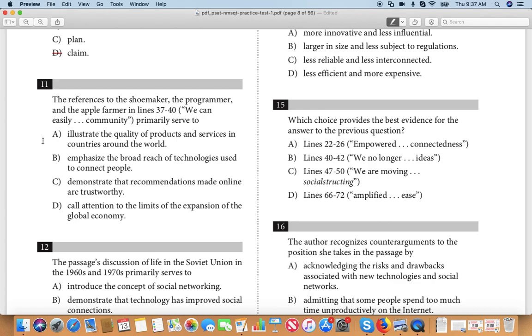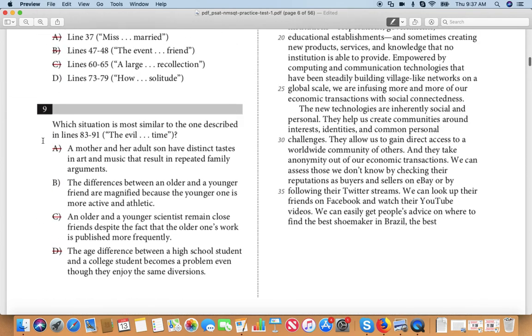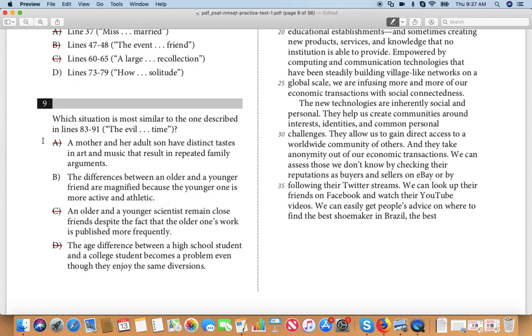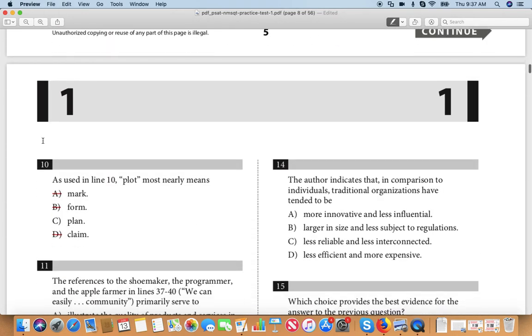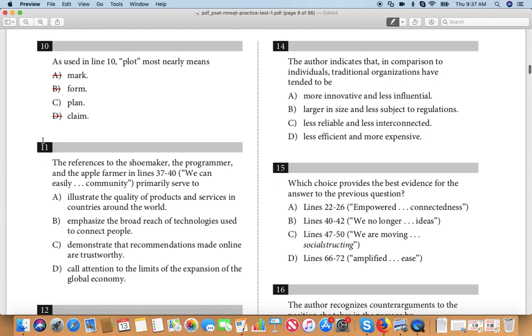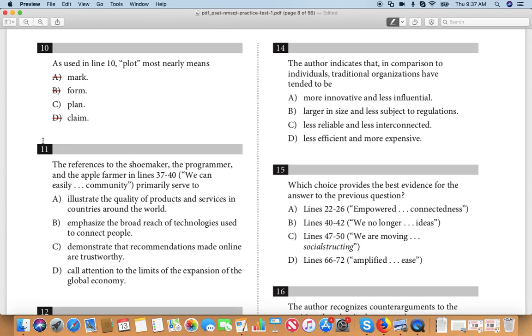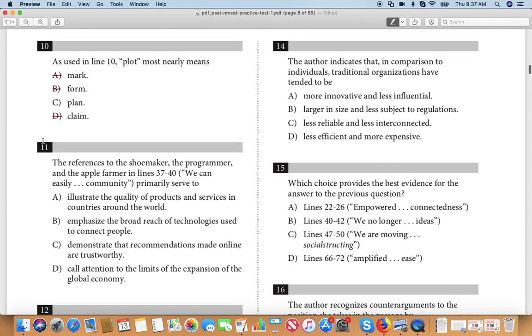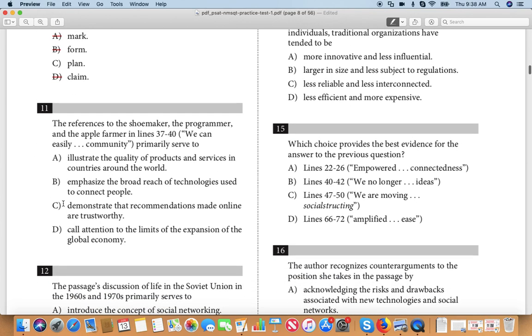Illustrate the quality of products and services in countries around the world. Okay. Do those references to the shoemaker, programmer, and apple farmer illustrate the quality of products and services in countries around the world? Is that the primary purpose? Yes. That sounds pretty good. Let's keep that. Because we're talking about finding the best programmer, the best apple farmer, things like that.